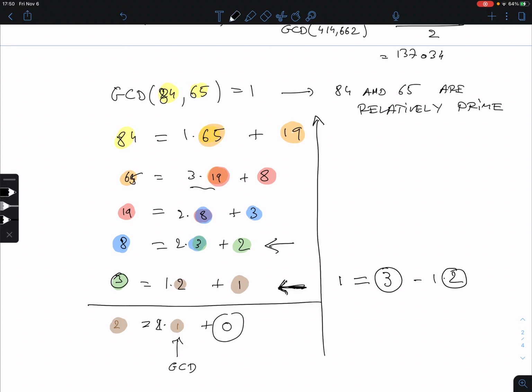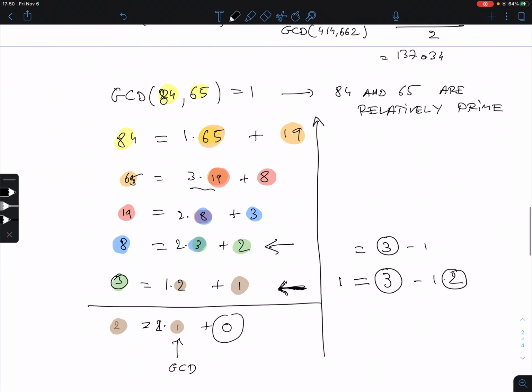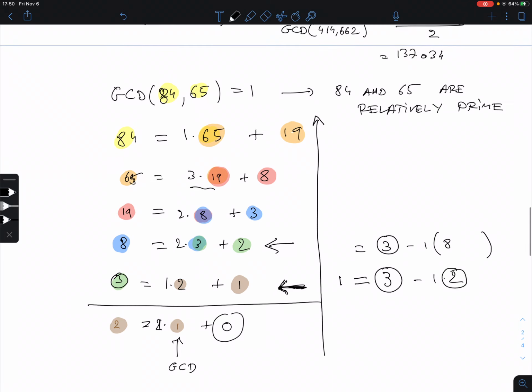So this is equal to the 3, I'm not changing that, minus 1 times, and now I replace 2 by the combination I get there, 8, but it's a colored number, so I circle it, minus 2 times 3. Is the 2 circled or the 3 circled? It's the 3 that is circled here, right? See, that's what I'm saying, because there are 2's and 3's and numbers all over the place, but you have to keep track of what are the circled numbers and what not.